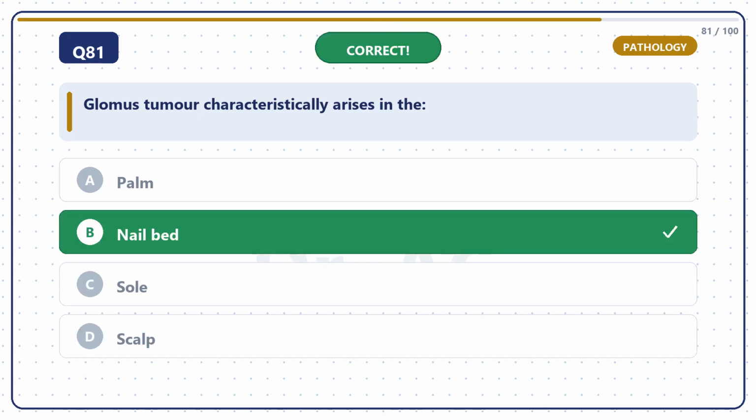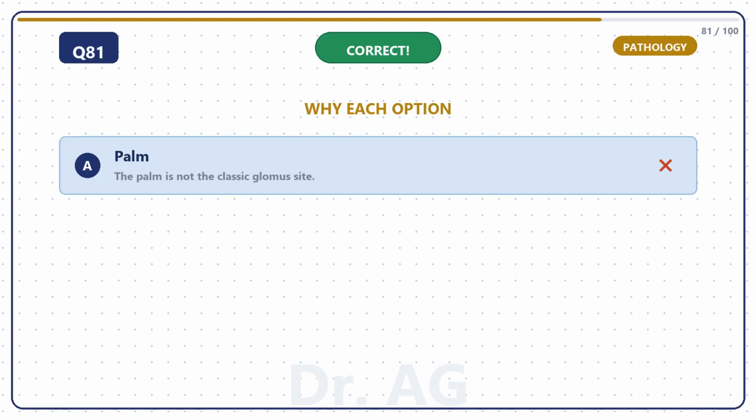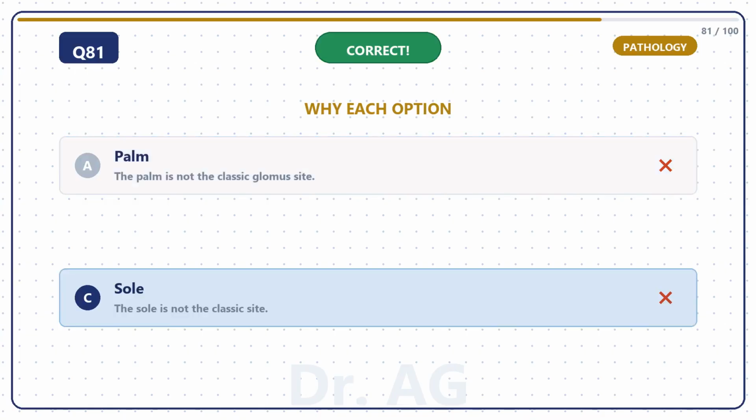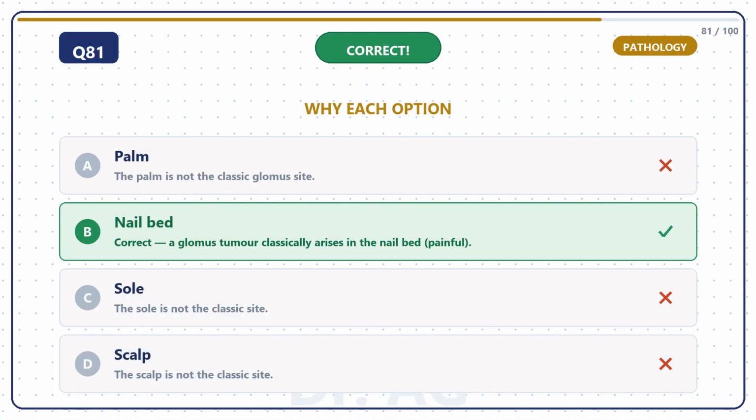The correct answer is option B. Nail bed. Let's go through the options. Palm. The palm is not the classic glomus site. Sole. The sole is not the classic site. Scalp. The scalp is not the classic site. And the correct answer is nail bed.